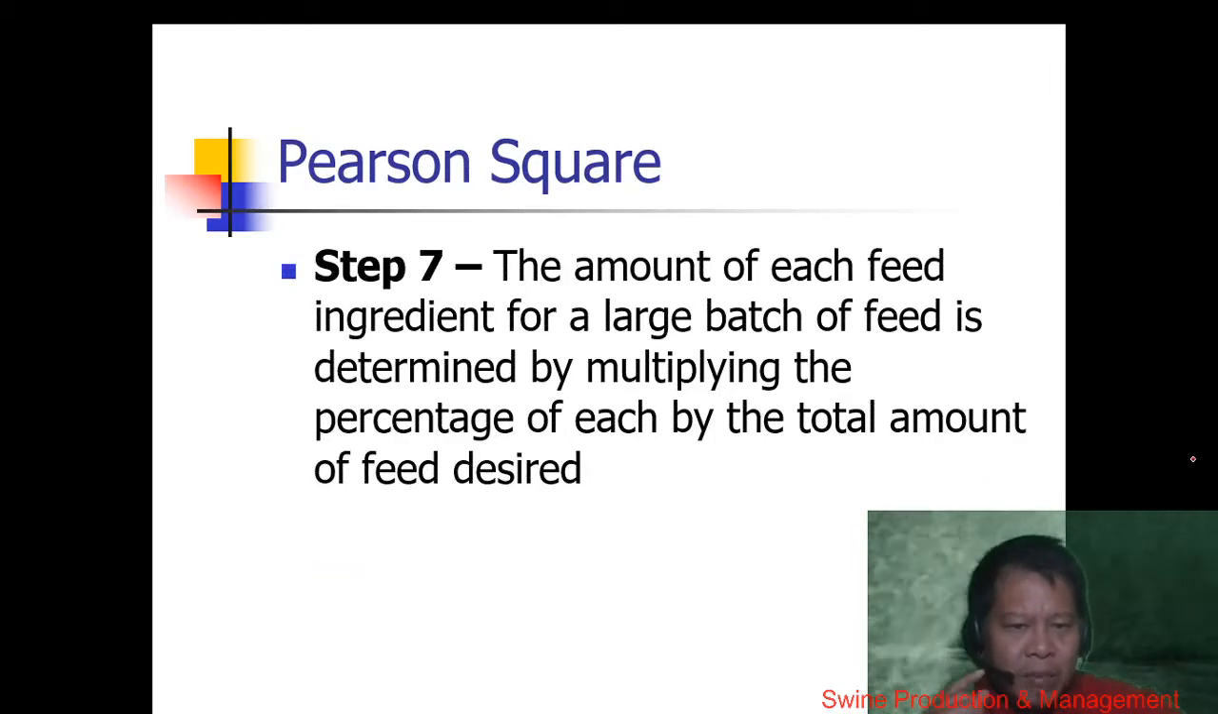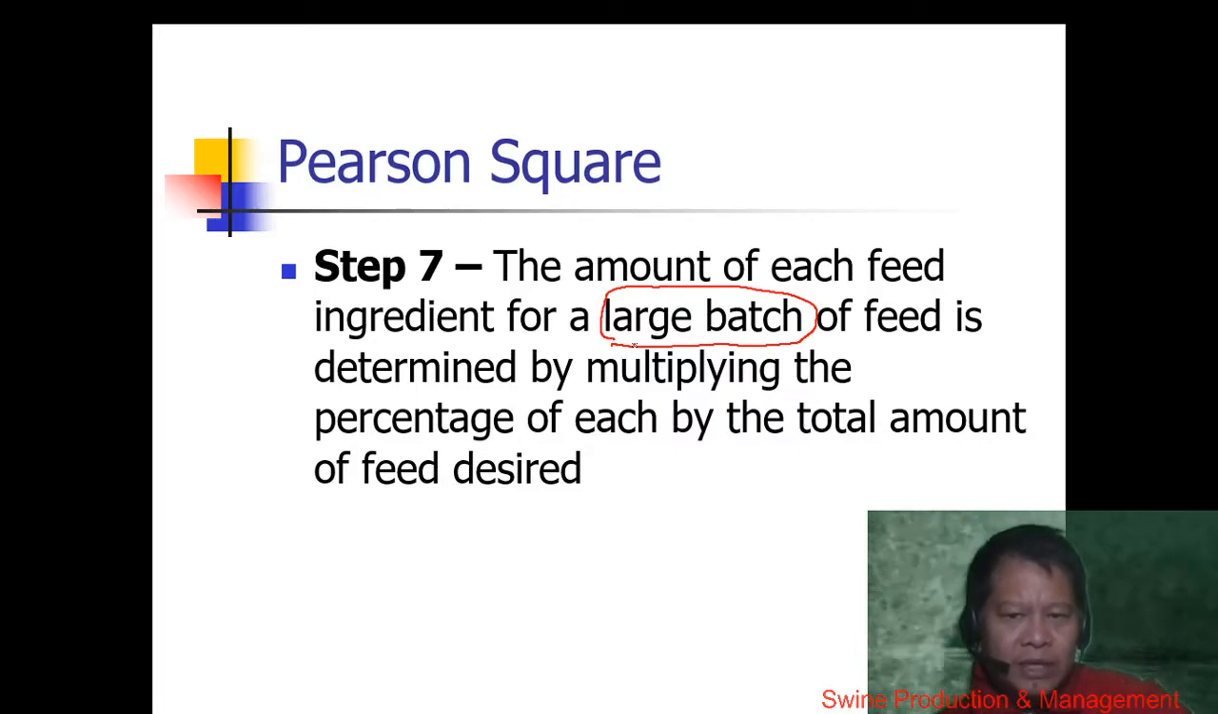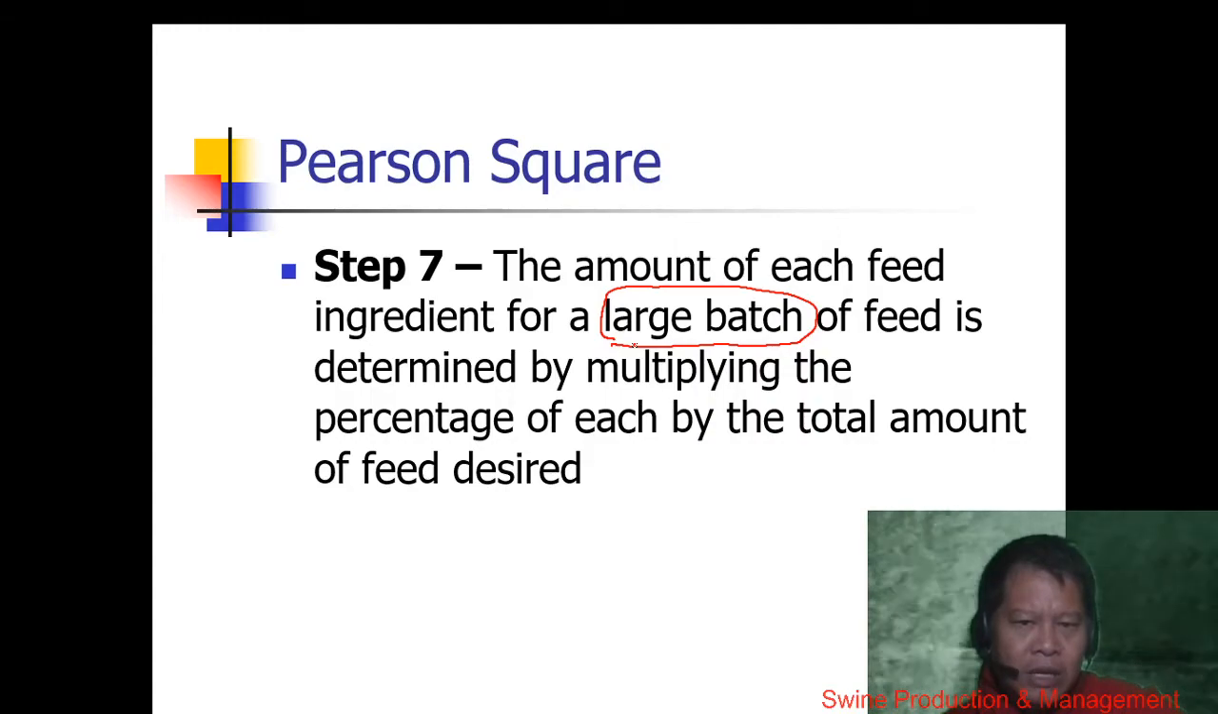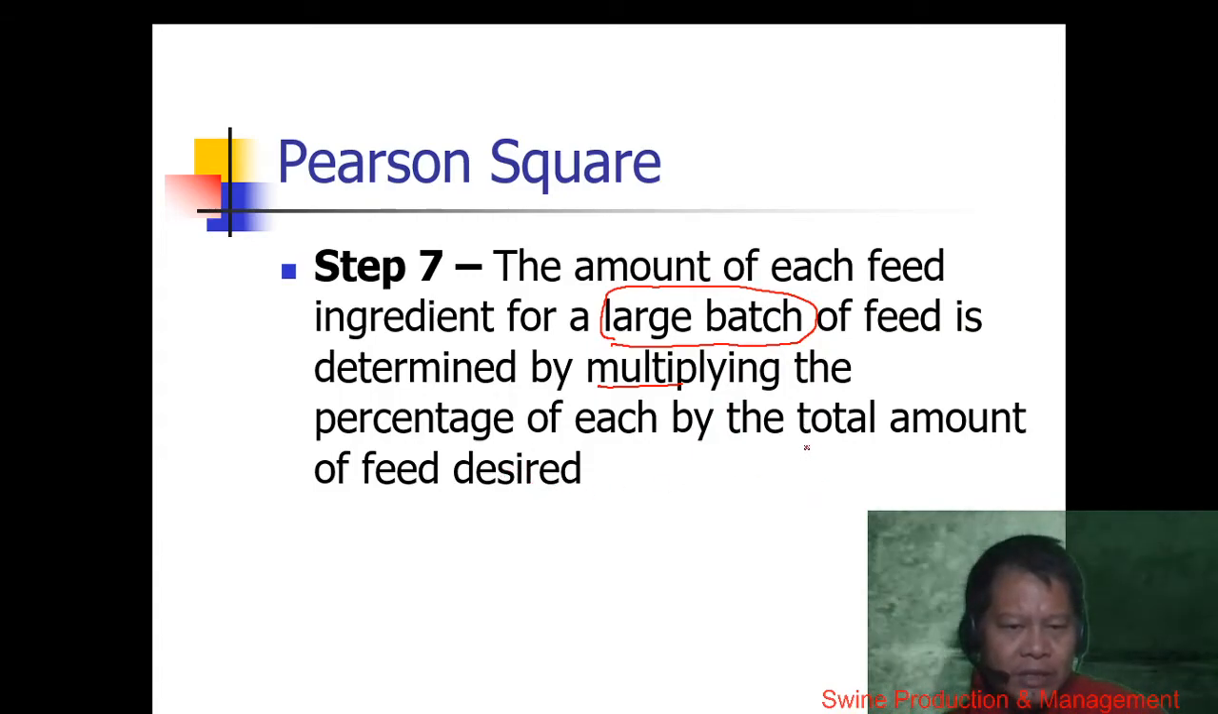Step number 7, the amount of its feed ingredients for a large batch, no? Ang large batch nga itong giingon gini sa itong problem is 2,000 man daw to, no? So the amount of its feed ingredients, pila ang corn, pila ang soybean meal, for a large batch of feed is determined by multiplying the percentage. So itong i-multiply ang percentage of its by the total amount of feed desired. Ng total amount or among batch is 2,000 kilograms. So itong giingon ganina sa problem.